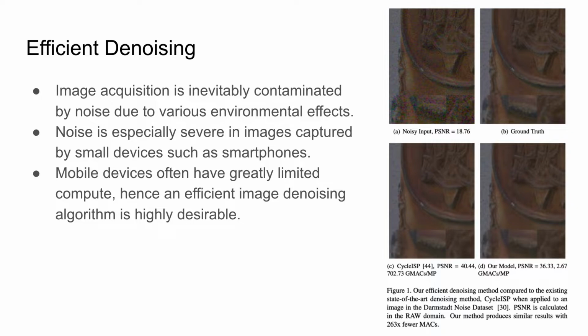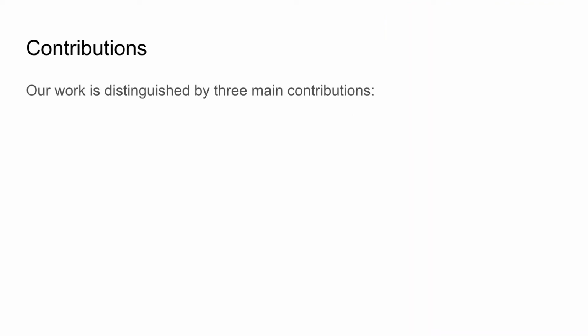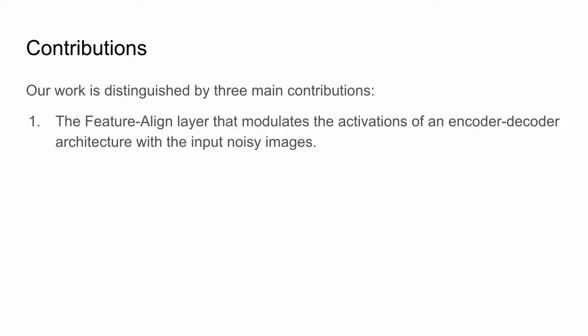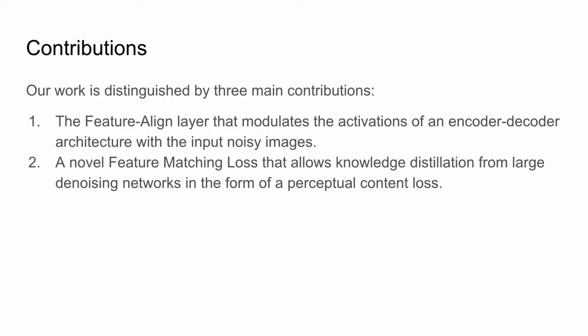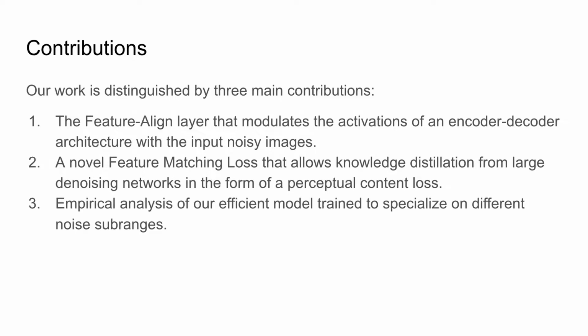Our method achieves visually comparable results to the state-of-the-art Cycle ISP while having 263 times fewer MACs. Our work is distinguished by three main contributions: the feature-aligned layer that modulates the activations of an encoder-decoder architecture with the input noisy images, a novel feature matching loss that allows knowledge distillation from large denoising networks in the form of a perceptual content loss, and an empirical analysis of our efficient model trained to specialize on different noise subranges.